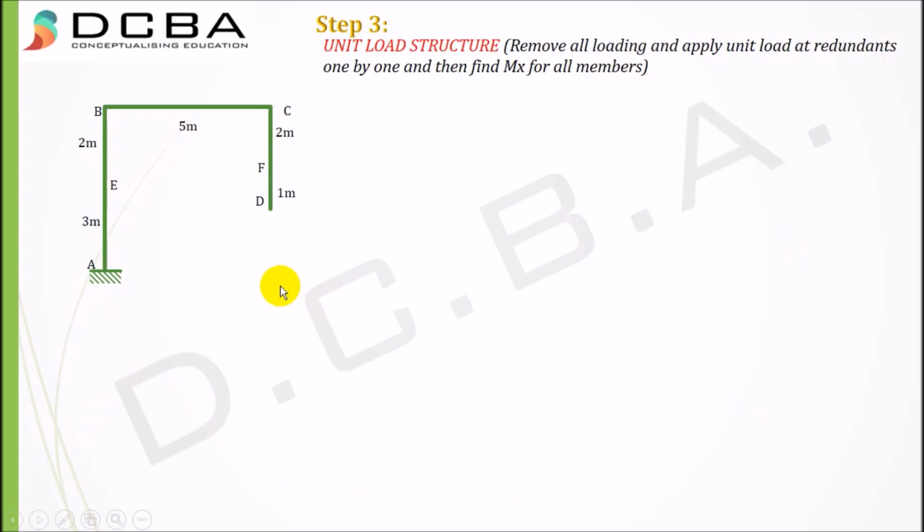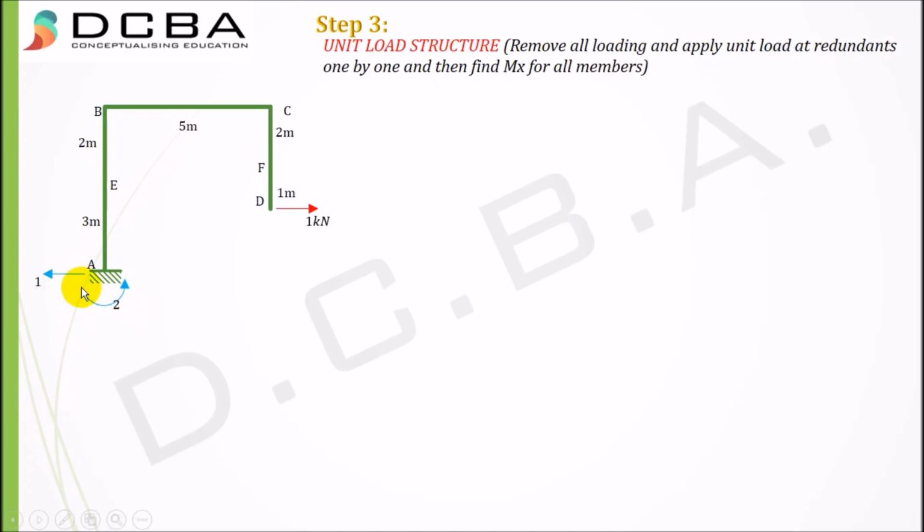Now this was for redundant R1. Now we'll apply a unit load for redundant R2. Redundant R2 was a horizontal reaction, and we apply a unit load in that horizontal redundant reaction. Finding the reactions here at point A, there will be a horizontal reaction of 1 kilonewton and a moment of 1 into 2, right? This perpendicular distance is 2, so 1 into 2 is 2, and it would be anti-clockwise.